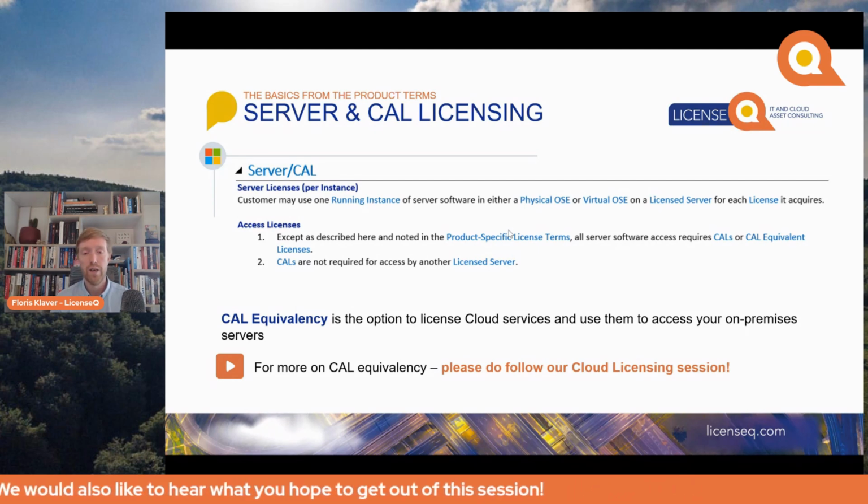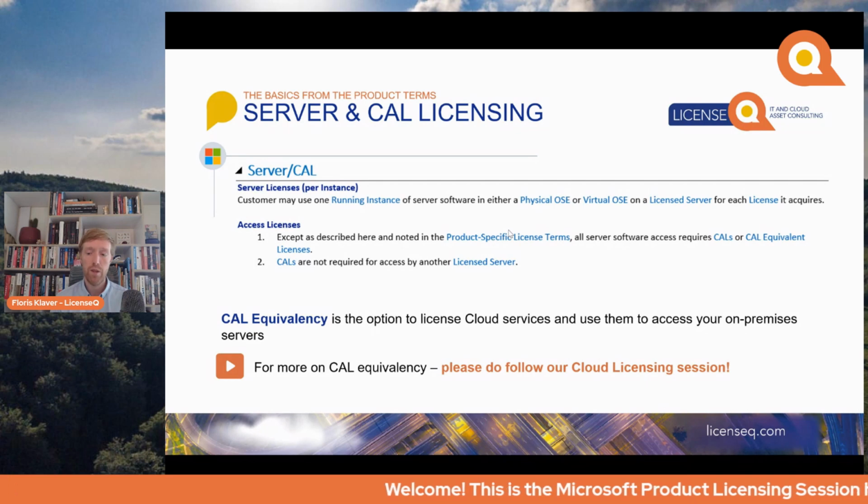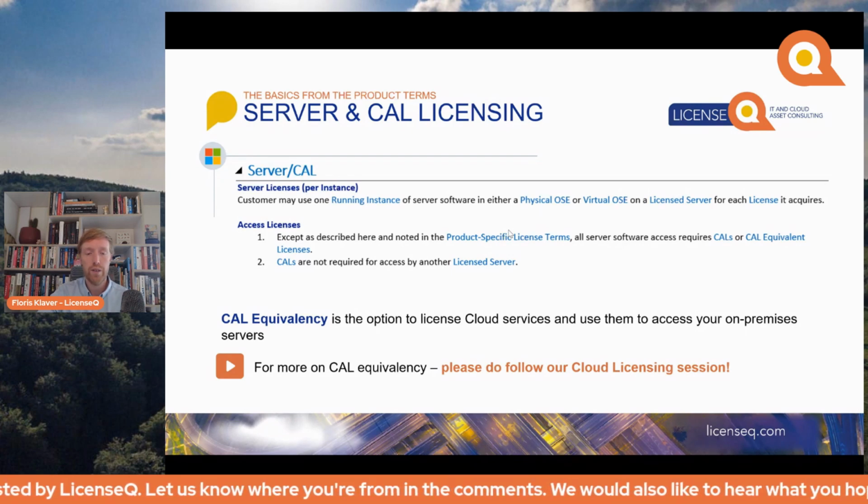So if I buy an Office 365 E3 license, I'm buying the access to an Exchange Online service. But within that Exchange Online service, there's also the use right to use or access an on-premises Exchange environment. So do follow that session in 2 weeks' time. It's going to be quite interesting, and we will cover a lot more around this topic.